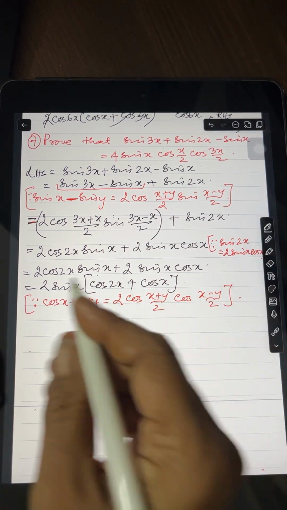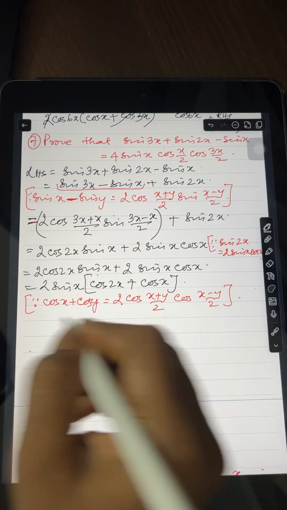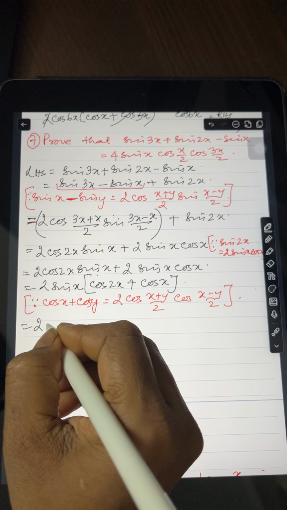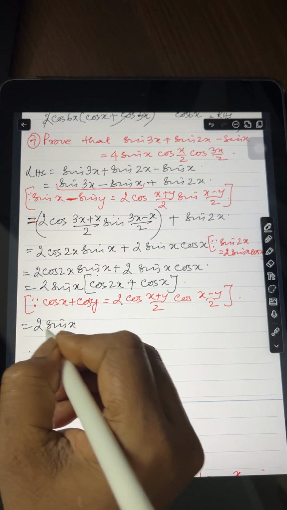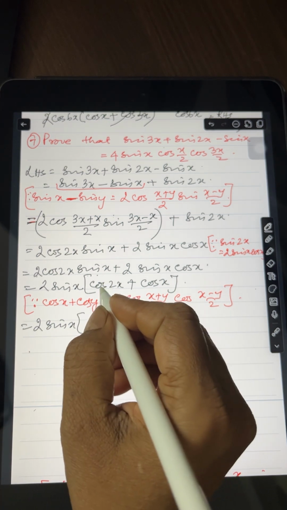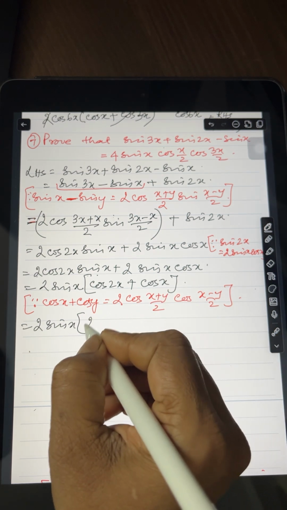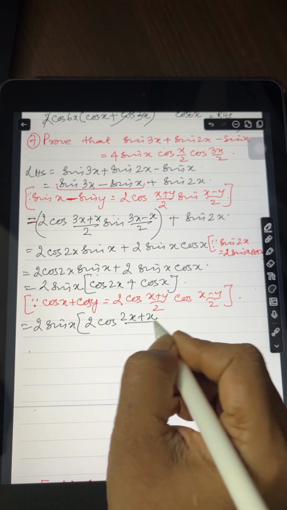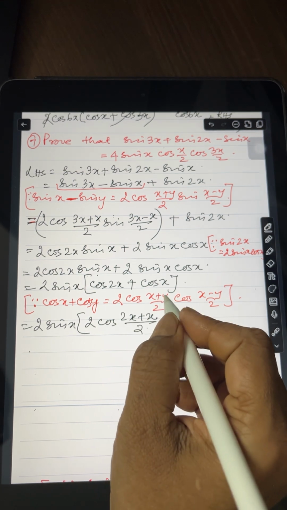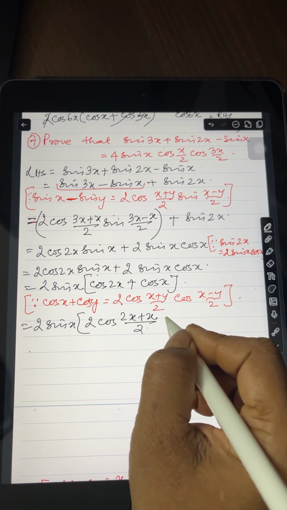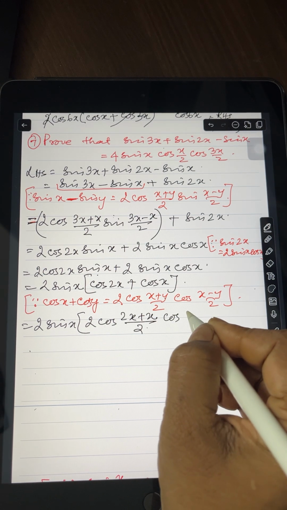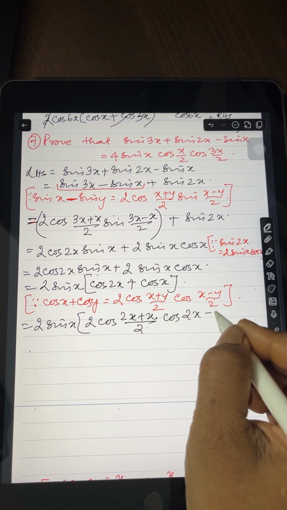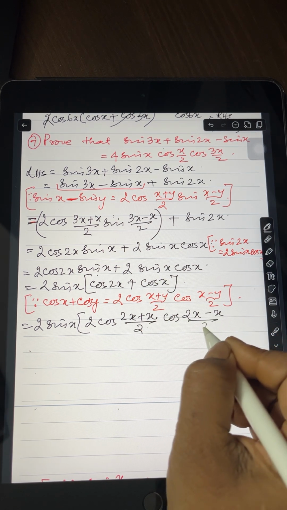You can use the formula and write it here. What will you do? What is the formula? This is the formula. So 2 sin x as it is, cos 2x plus cos x. So 2 cos (x plus y) by 2, in place of y here it is x here. And again cos (x minus y) by 2. What is y? y is x here, no? So you'll have to put x by 2.